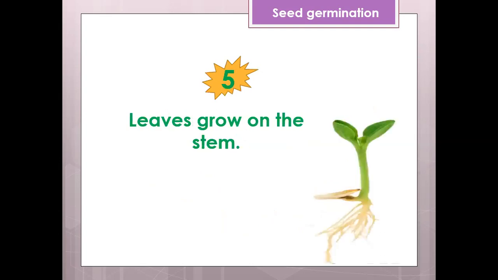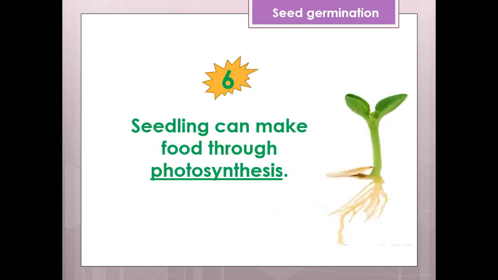Okay. Then the stem grows next upwards. Then the leaves. Then this is called a seedling. What's a seedling? It's the young plant. It's the small plant. How can it make its food? Through the photosynthesis process. Which part is making the photosynthesis process? Is the leaves. So those are the 6 steps of the seed's germination.